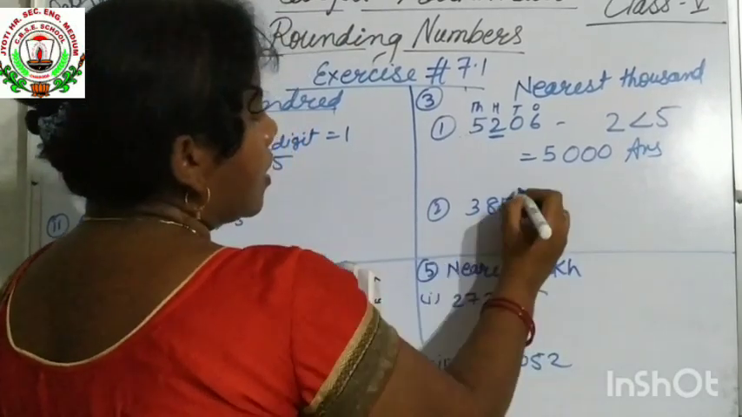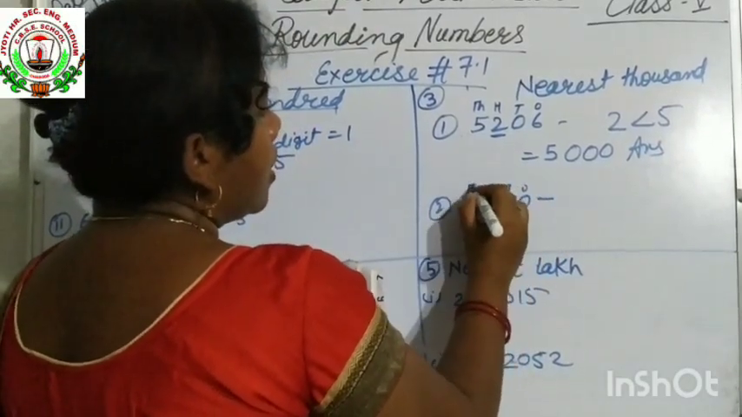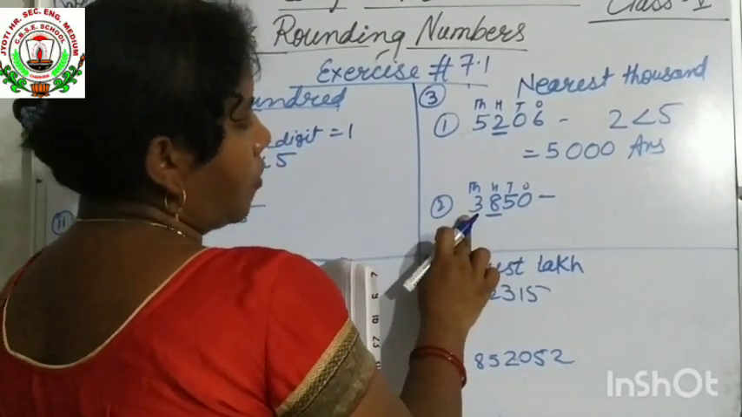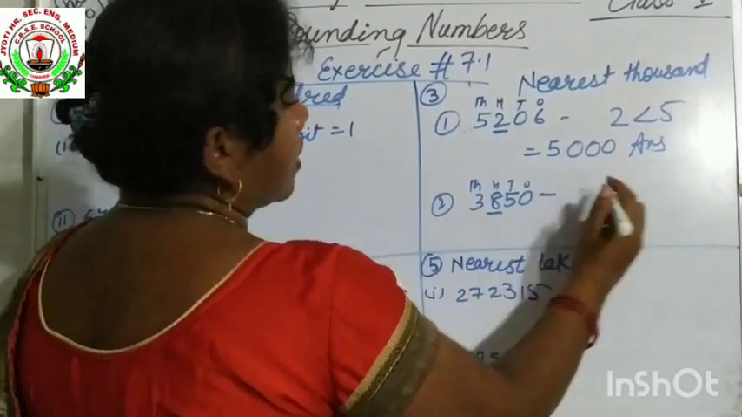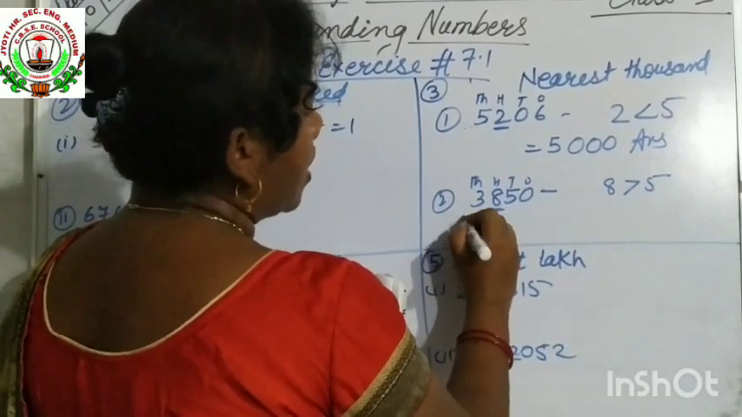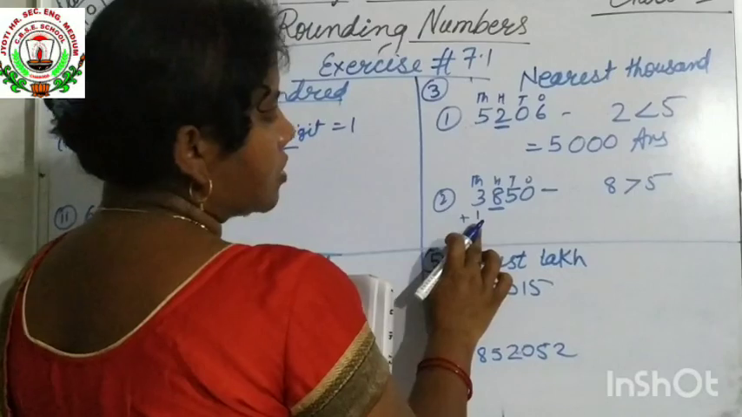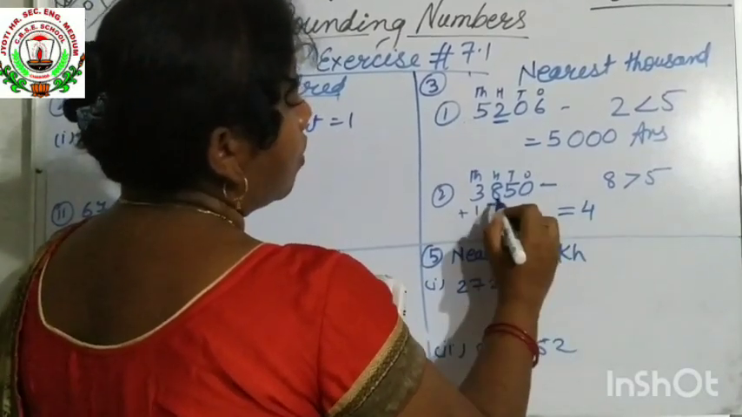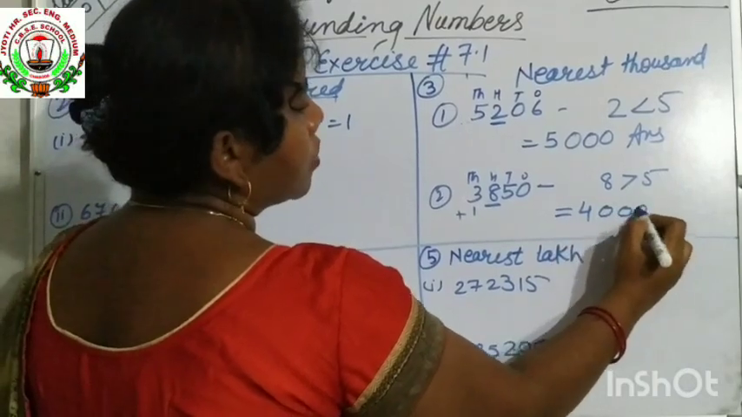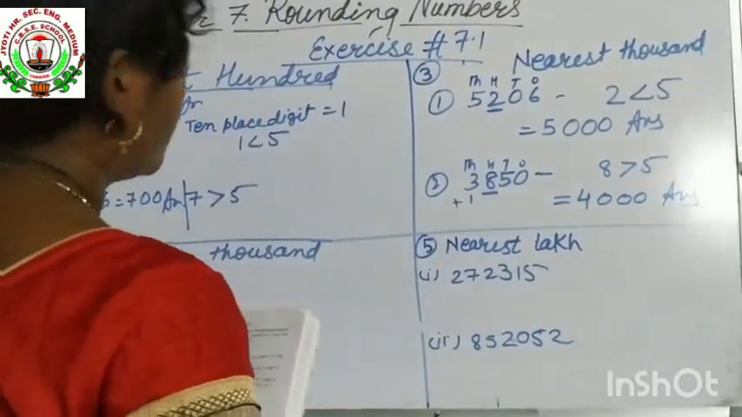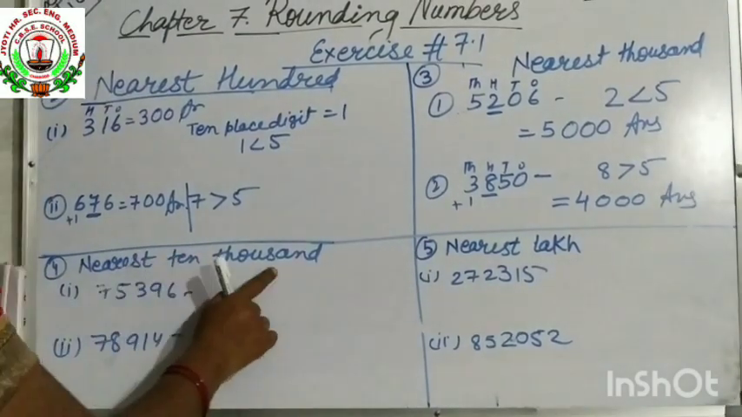Again you will see here, it is ones, tens, hundred, thousand. You have to see the 100 place number because it is the required number to round off. So 8. 8 is greater than 5. If it is greater than 5, you will add 1 to the required number of the nearest. So 3 plus 1 is 4. Then all the digits will be 0. So it is the answer of 3850.